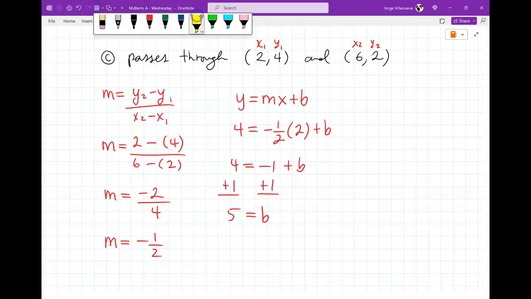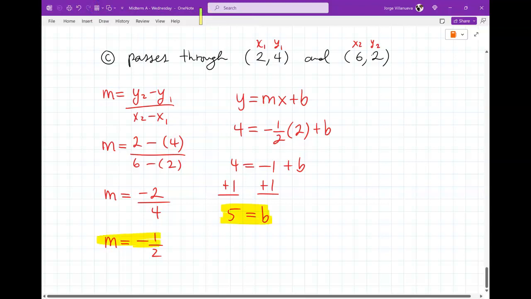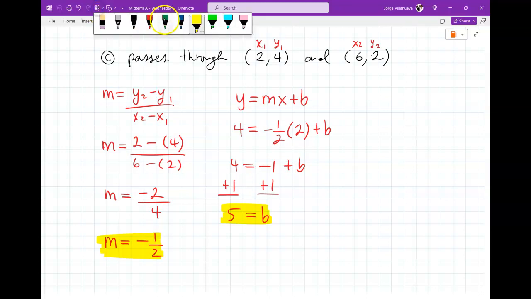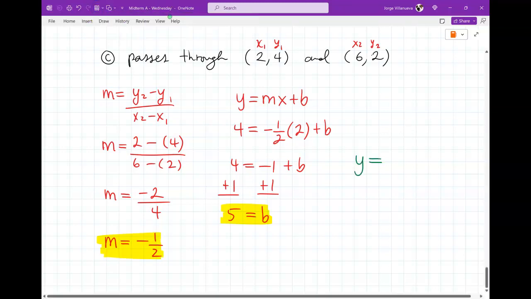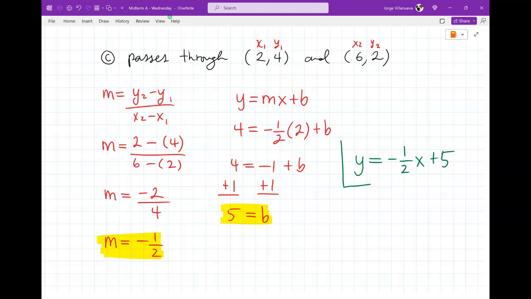Now notice, I got m, I got b. All I got to do is write it out in my formula, and I'm done. So y is equal to m, which is negative half, x, plus b, which is a positive 5. And that's my final answer. This is what you guys need to know for Wednesday.